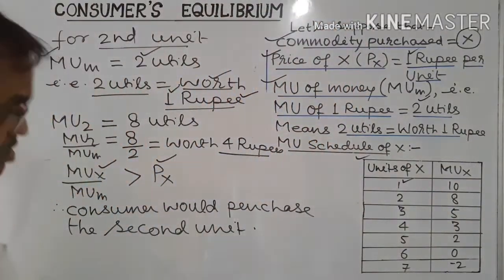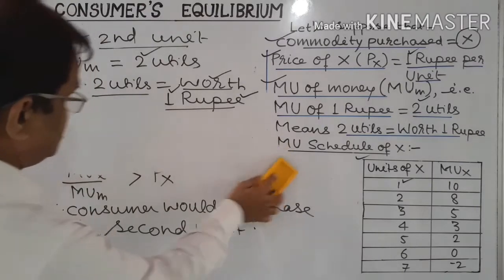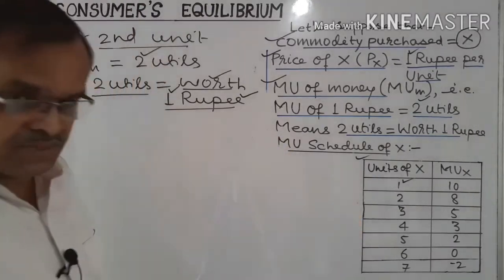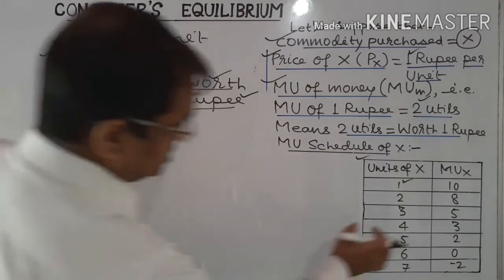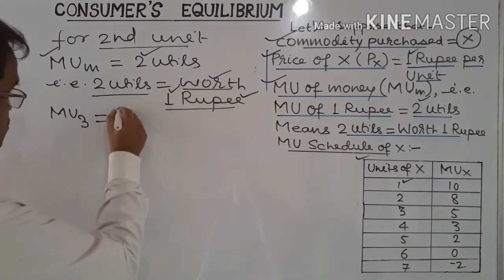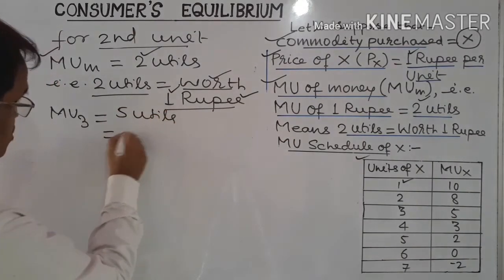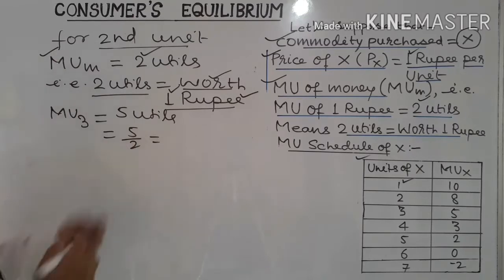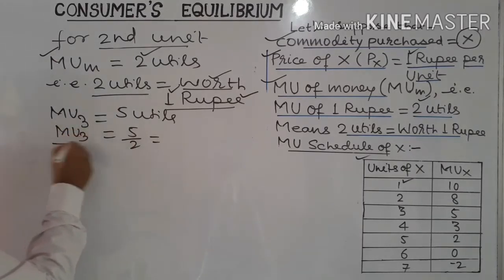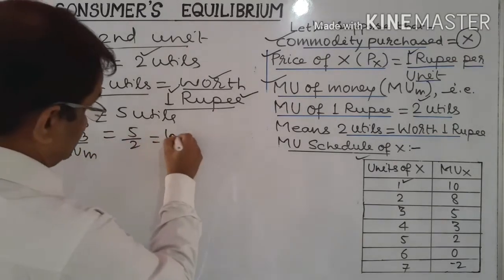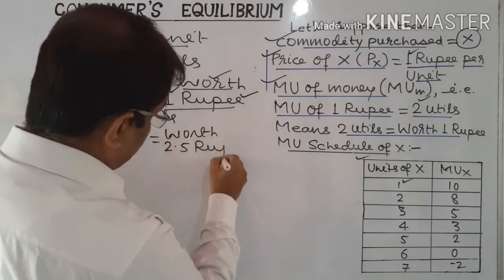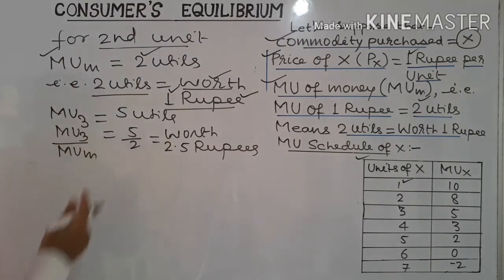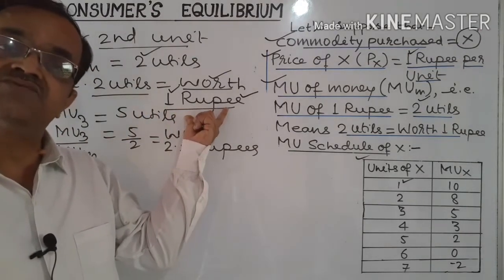Similarly, for the third, fourth unit, what do we observe? That is the third unit, MU3 is equal to 5 utils. This is equal to 5 by 2. Dividing it by the marginal utility of money, then it is worth rupees, that is 2.5, मतलब 2.5 रुपीज का सेटिस्फैक्शन मिलता है एंड द प्राइस पेड फॉर दैट यूनिट इज 1 रुपी.